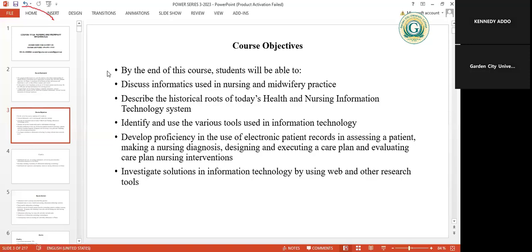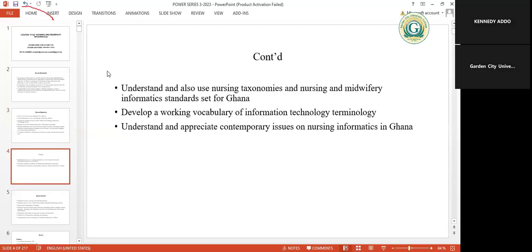There are online databases that may be at our disposal to provide evidence-based support to complement the role of nurses in informatics. We are also going to look at nursing taxonomies and informatics standards in Ghana. So we are going to look at the various languages that are in use as far as nursing terminologies are concerned.